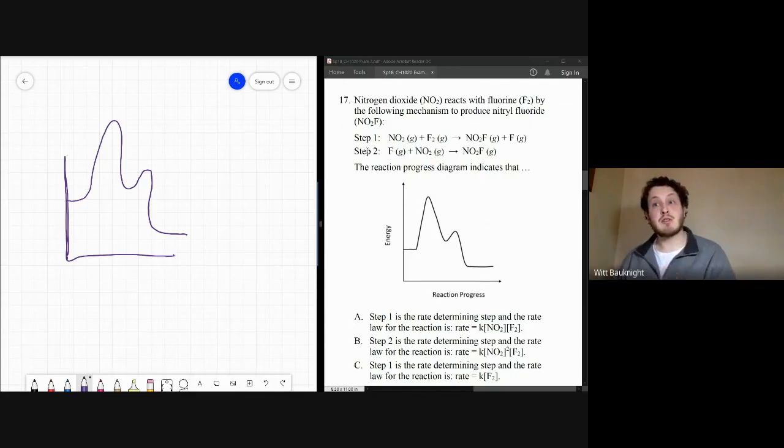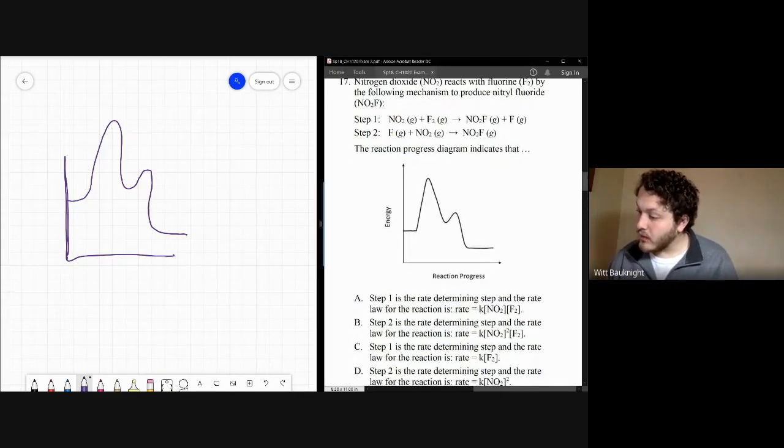And the way we use this graph is whichever reaction, this hump, has the biggest activation energy, is going to be the slower step. So this hump starts from this line and goes to the peak of this. So that's how much activation energy it takes for step number 1. Now step number 2 starts right here and only goes up a little bit. So that means activation energy of step 1 is a lot larger. So that's the rate determining step.